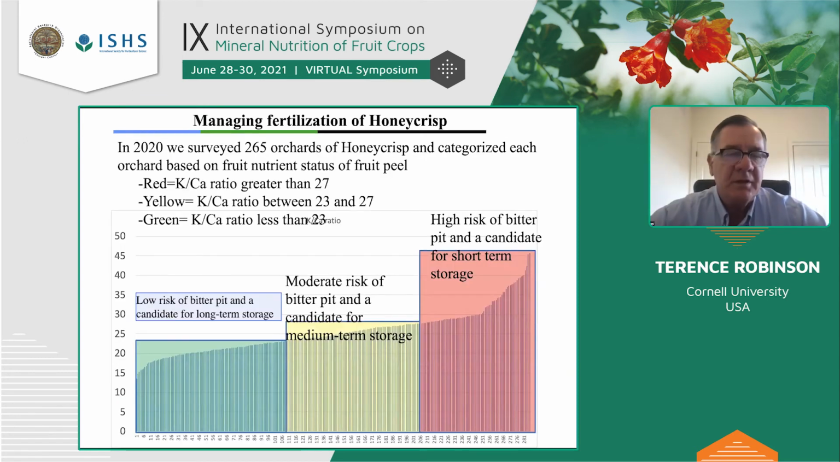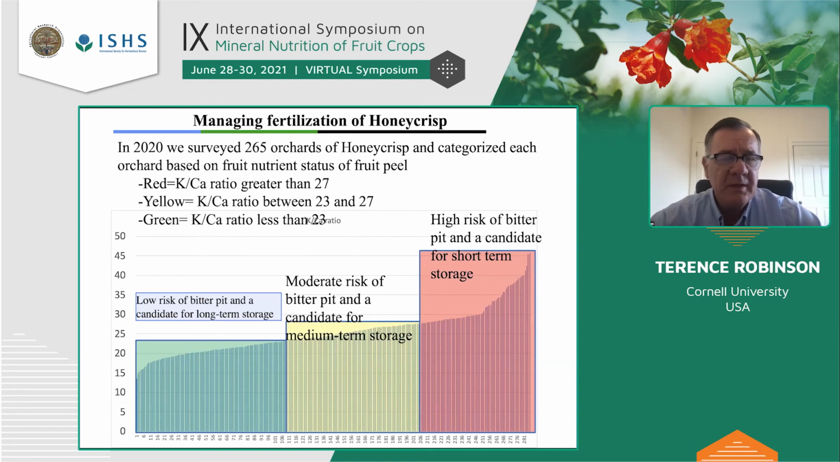To try to look at this in a commercial sense, we surveyed 265 Honeycrisp orchards across New York State and evaluated their mineral concentration of the fruit peel in 2020. And we came up with a range of different potassium to calcium ratios. On the chart, those blocks labeled in red had potassium to calcium ratios greater than 27. Those yellow were between 23 and 27, and those that were green were less than 23.